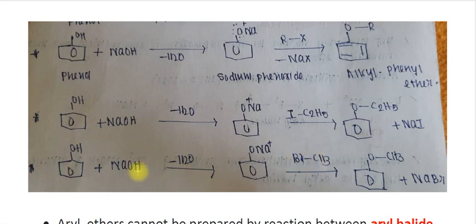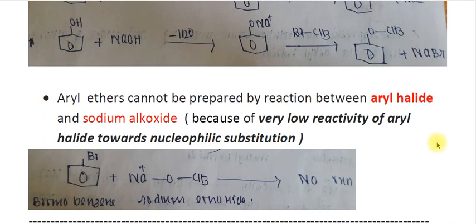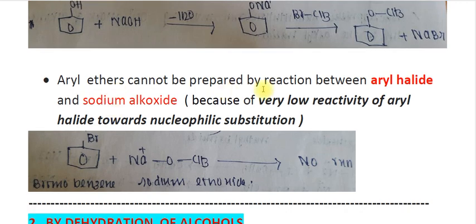Phenol treated with NaOH eliminates water, forming sodium phenoxide. The sodium phenoxide is treated with CH3Br, a primary alkyl halide, and you form the required aryl ether, C6H5OCH3, eliminating NaBr. Aryl ethers cannot be prepared by reaction of an aryl halide with a sodium alkoxide because of the very low reactivity of aryl halide towards nucleophilic substitution.